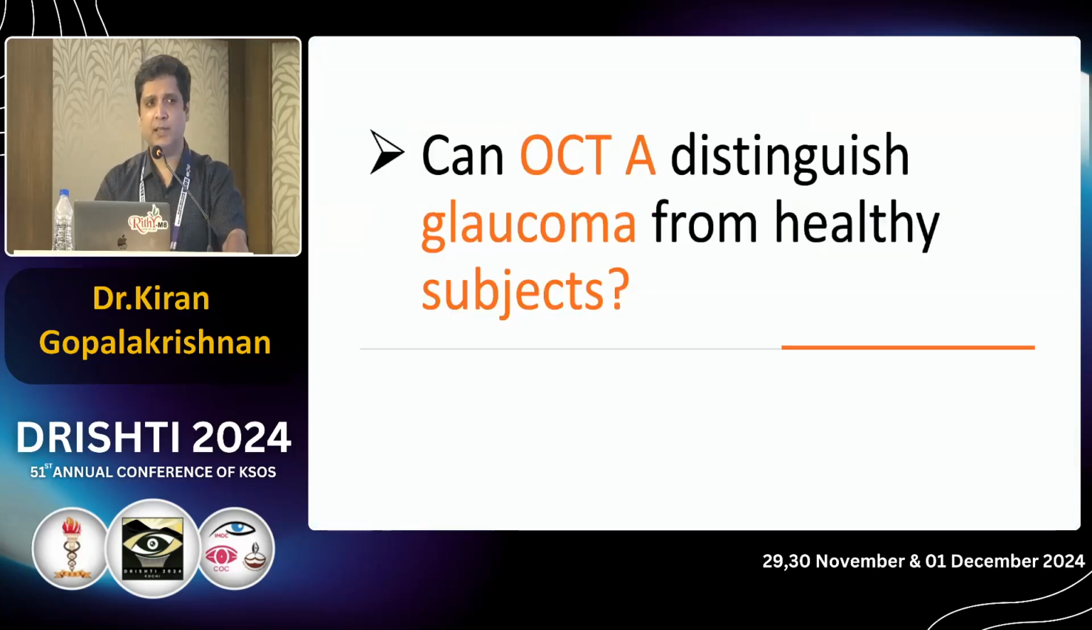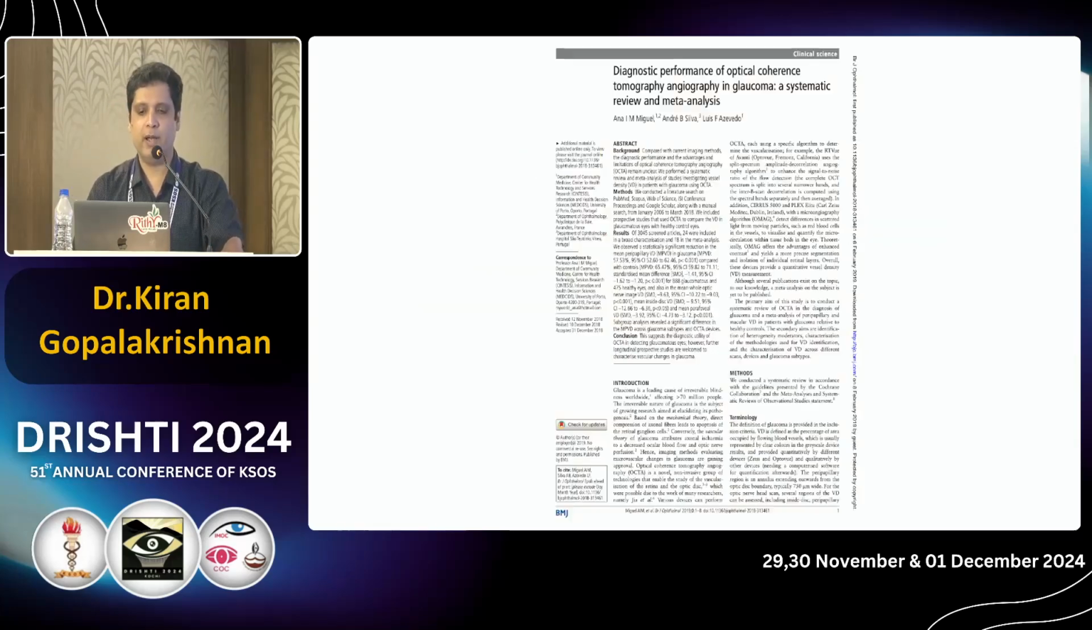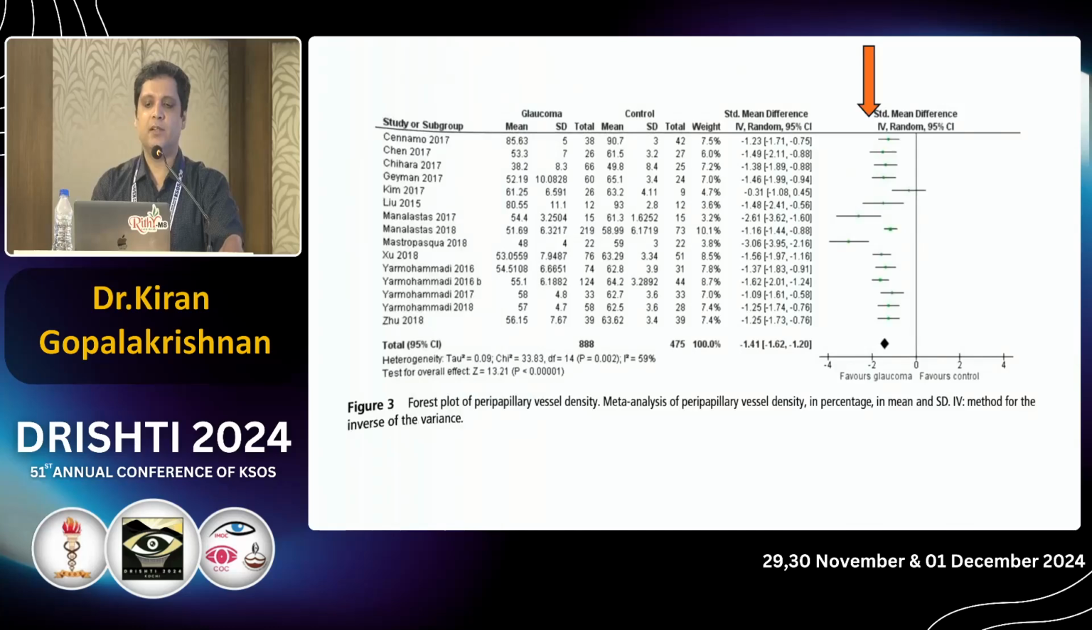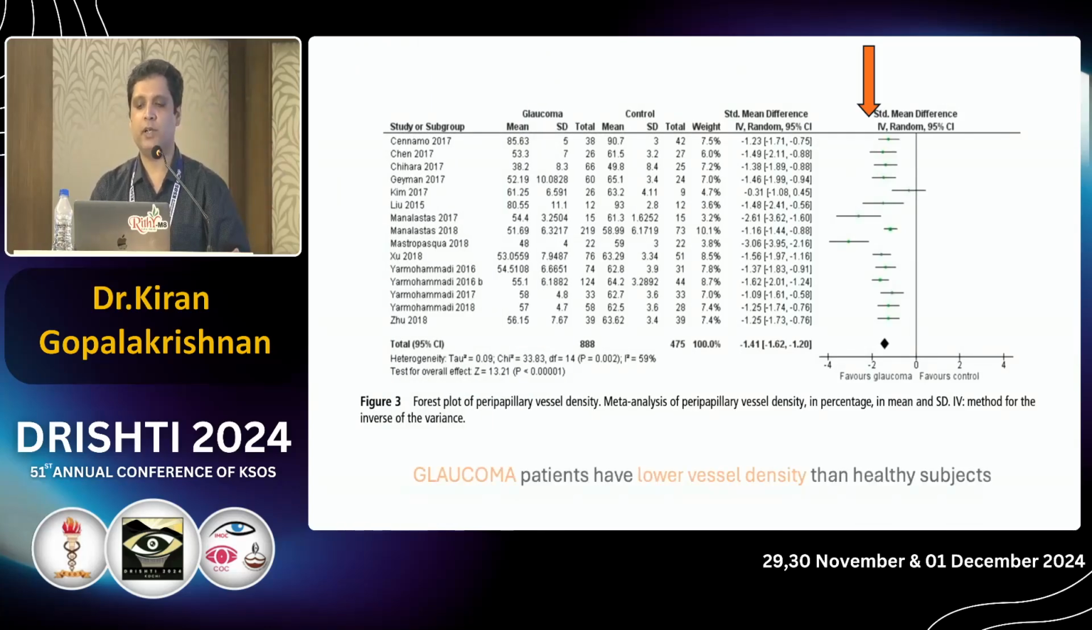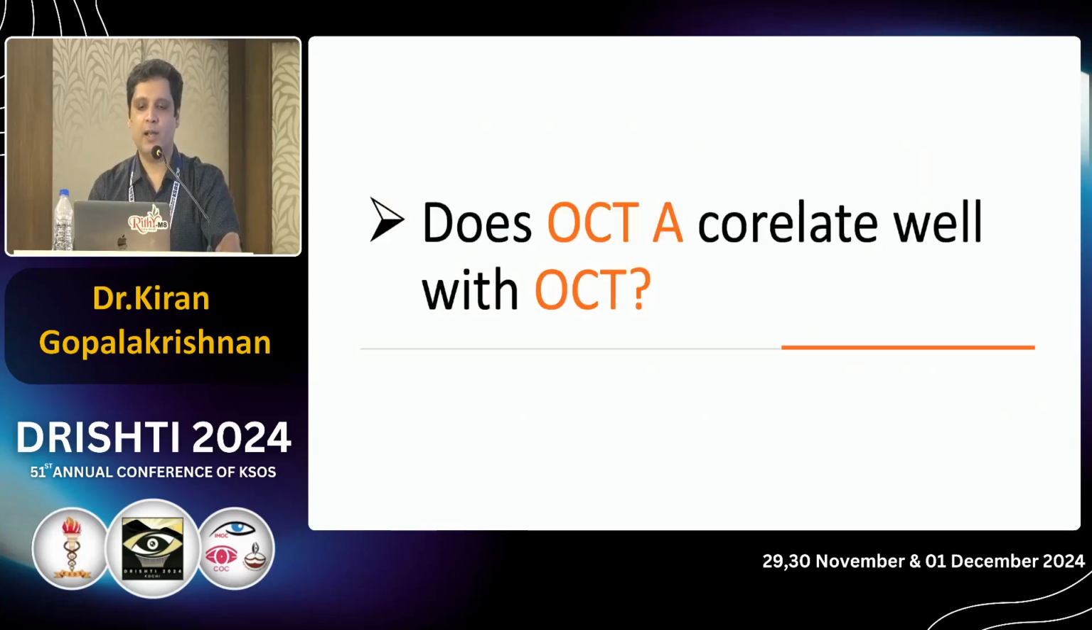The first question is, can OCTA distinguish glaucoma from healthy subjects? The answer is yes, it can do so very reliably. This is a meta-analysis that looks at all these studies, and if you understand forest plots, you see that all the studies show that glaucoma patients have a lower vessel density than healthy subjects.